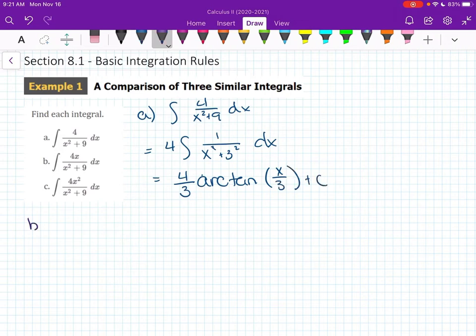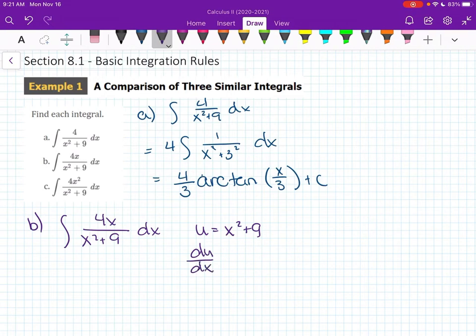My second integral here is 4x over x squared plus 9. I noticed that if I let u equal x squared plus 9, then the derivative of that is going to be 2x, which then will cancel the x in the numerator. So u substitution is going to be an excellent candidate for this.